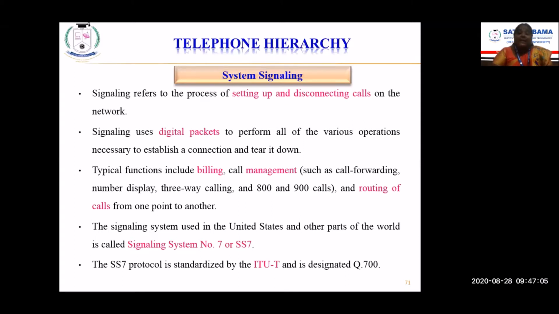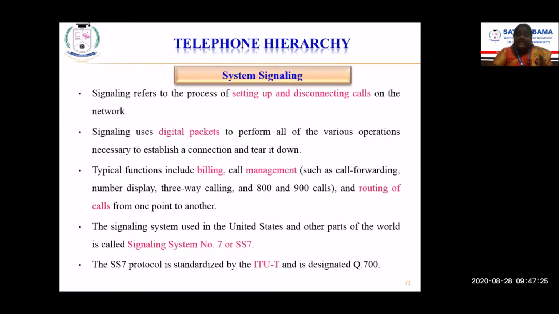Everything will be taken care of by a signaling system. There will be a dedicated switching system which will be handling all these signaling processes. That is called the system signaling, and universally they follow a standard protocol for that, and they have named it SS7.